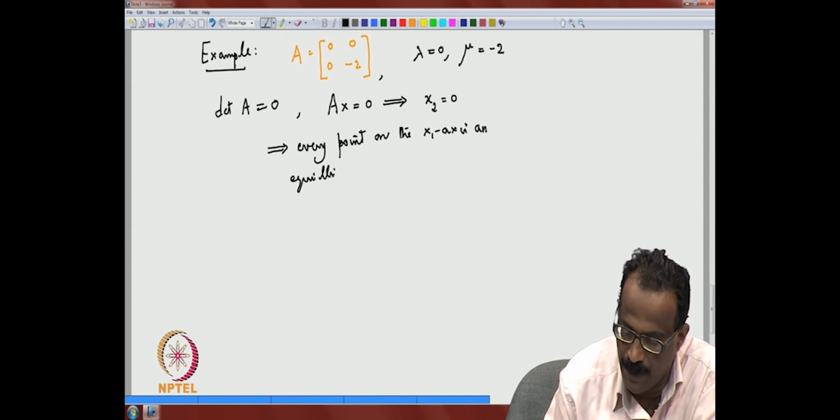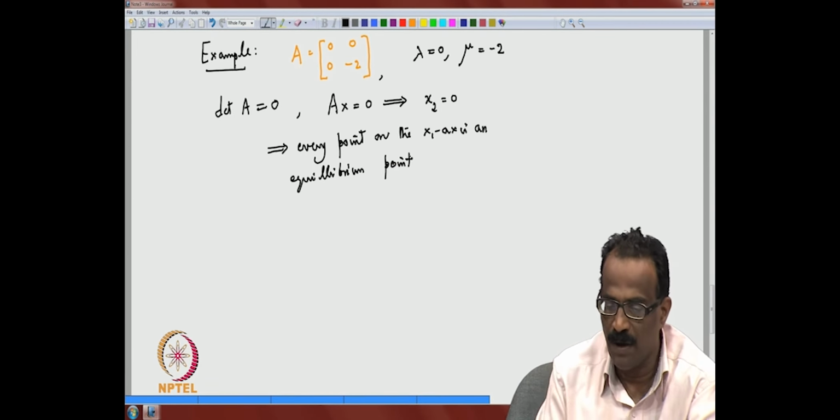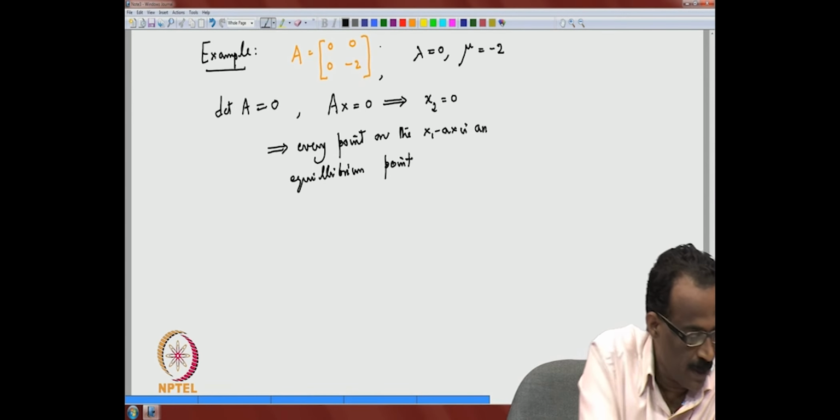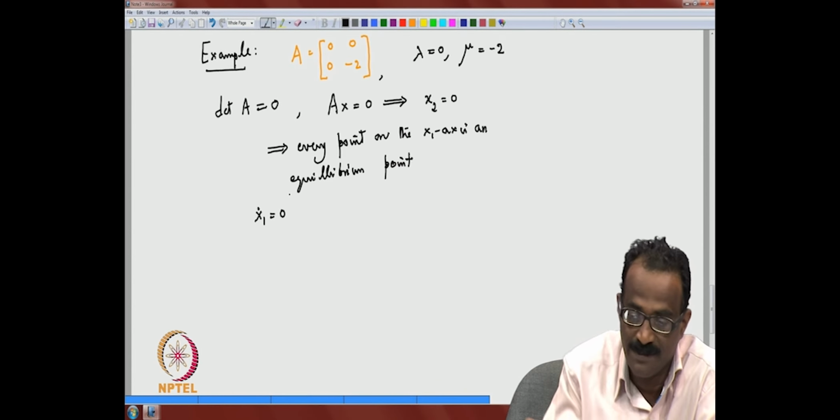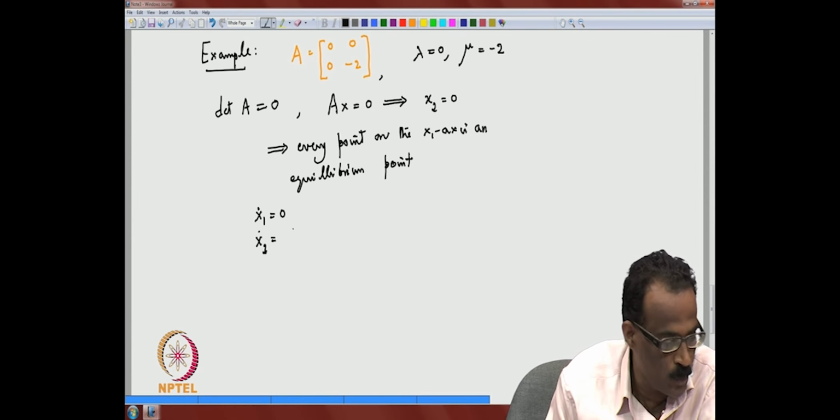So, equilibrium point. Now I want to solve this equation. So, what are the equations? The first equation is x1 dot equal to 0, because the first row of Ax gives 0, and x2 dot is equal to minus 2 x2.